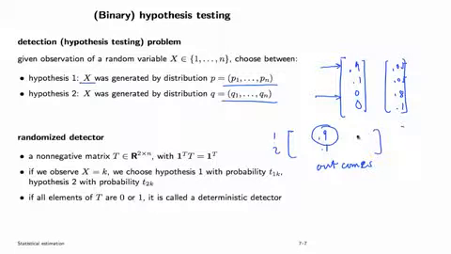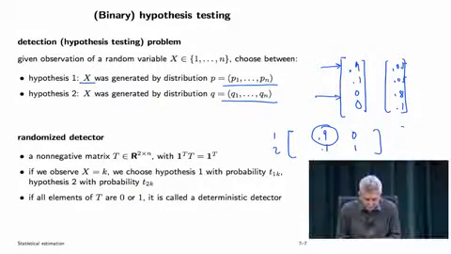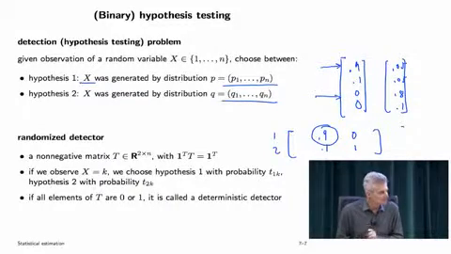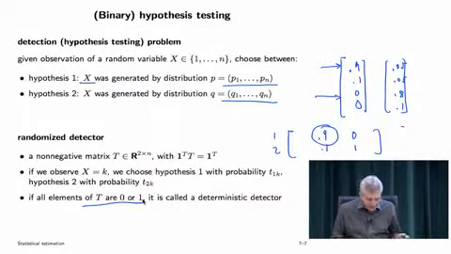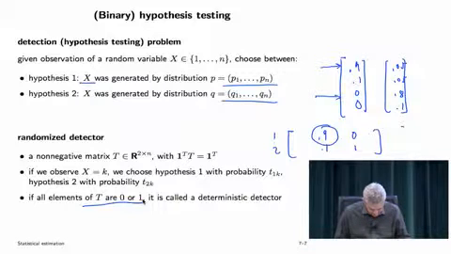Now, much more natural would be things like this, okay? That says that if capital X equals 7, you simply say it was distribution 2 that it came from. So this is the idea. Why you would want a randomized detector, we'll talk about in a minute. Actually, it's interesting. You can also think of it as a relaxation of an estimator. And if all the elements are 0 or 1, it's called a deterministic detector. So that's the idea. All right.